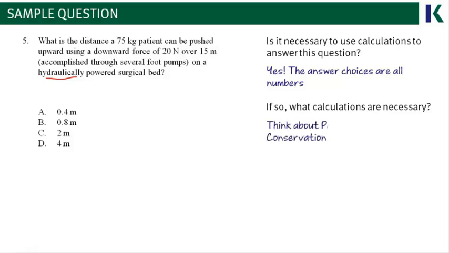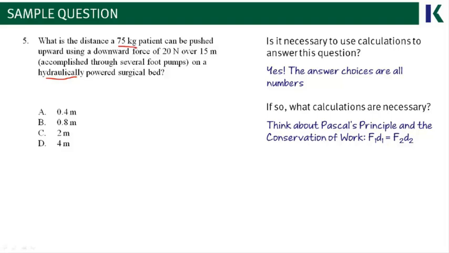The equation that should come to mind is Pascal's principle and the conservation of work. You've got your force 1 times distance 1 equals force 2 times distance 2, maintaining a constant volume of that hydraulic fluid. And then we can just plug our numbers in. Remember, we're given 75 kilograms as our patient's mass, but that is not actually a force. So we'll have to change that mass into a force. The way that we do that is just multiply by gravity.